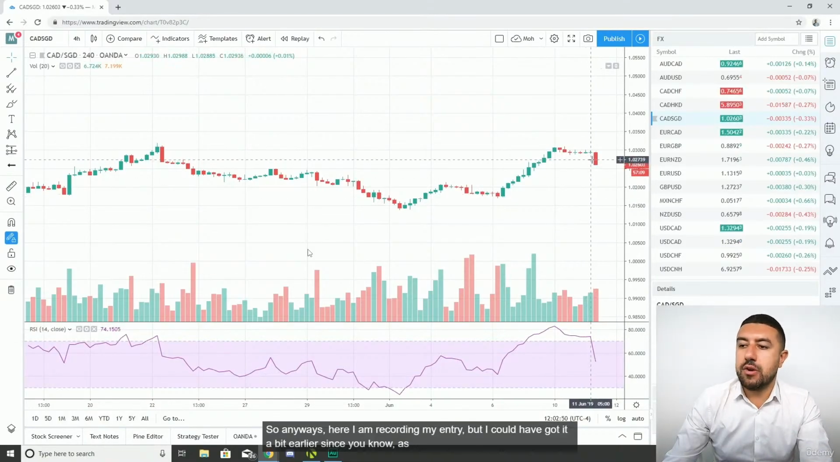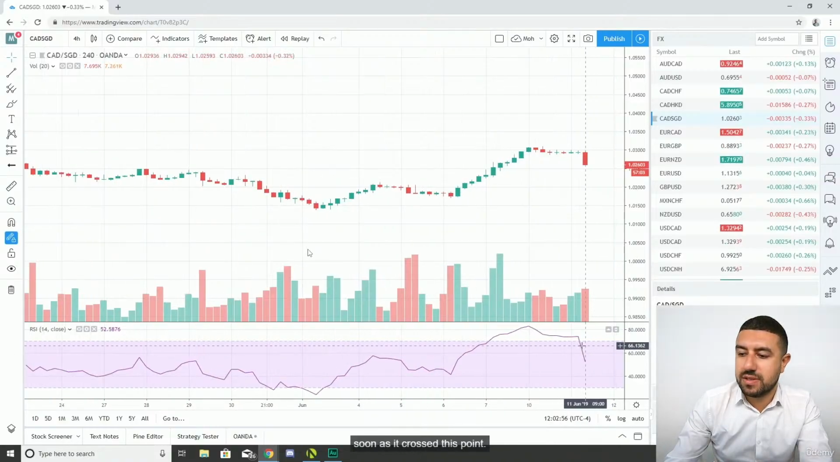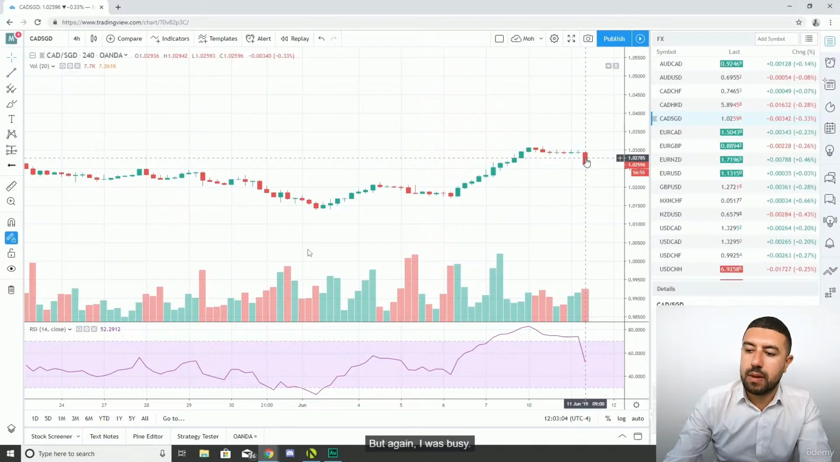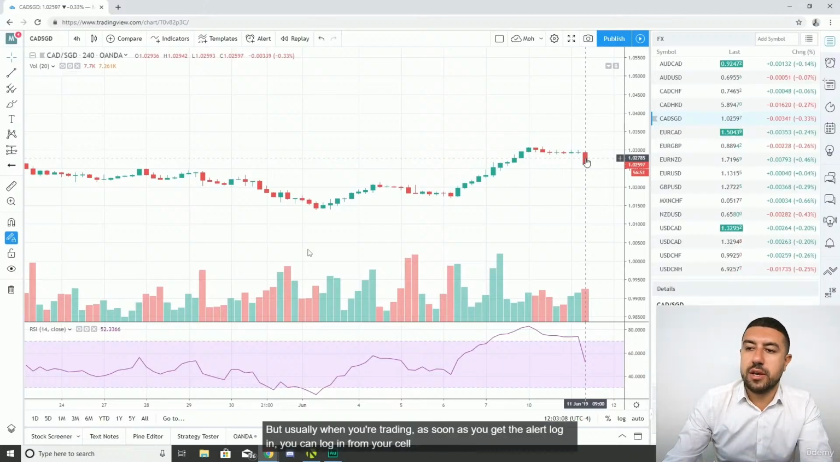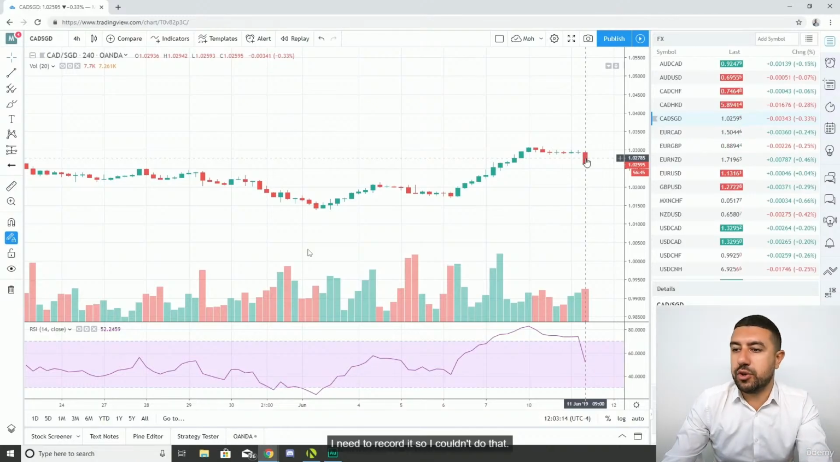So anyways, here I am recording my entry, but I could have got it a bit earlier since, as soon as it crossed this point, I should have entered. As soon as it crossed. So I would have been able to get maybe at this price. But again, I was busy. That's okay. But usually when you're trading, as soon as you get the alert, log in. You can log in from your cell phone and enter. It's just me. I need to record it, so I couldn't do that.